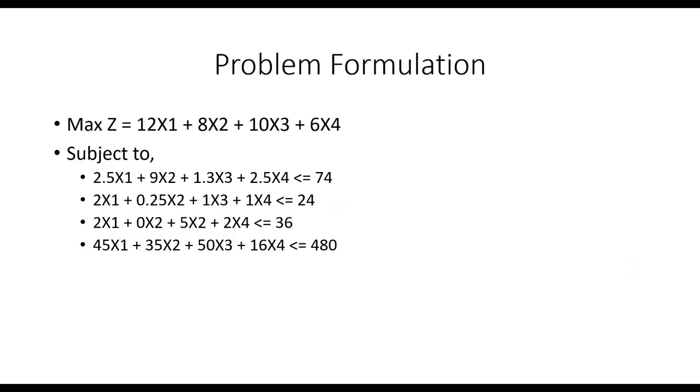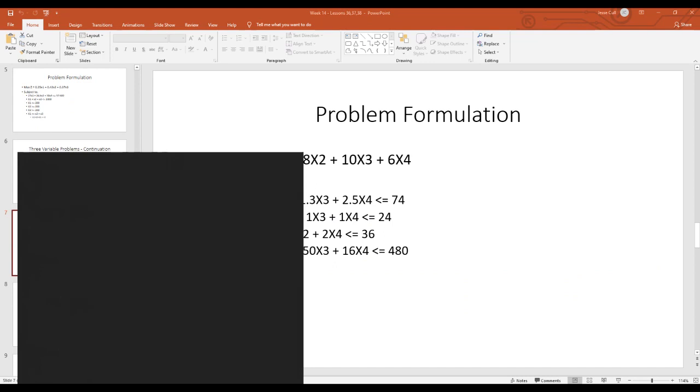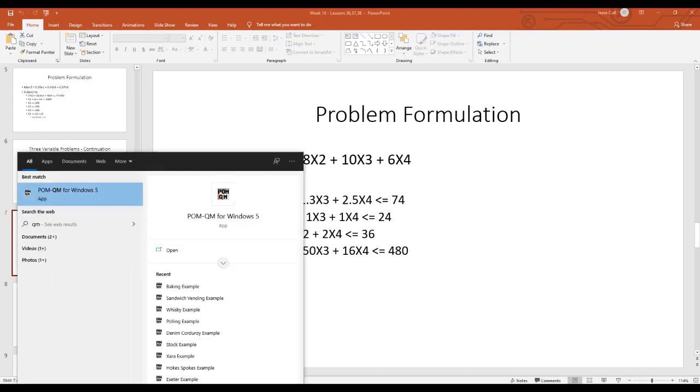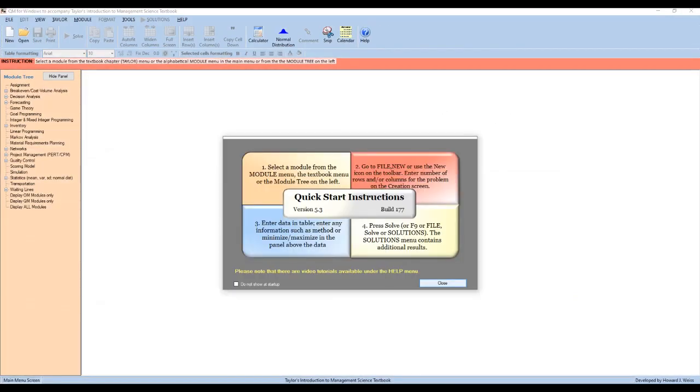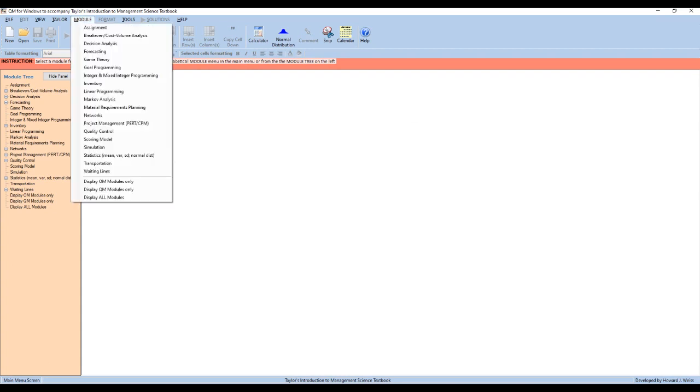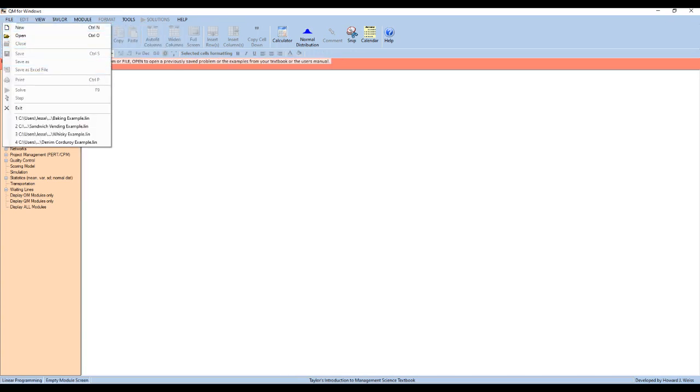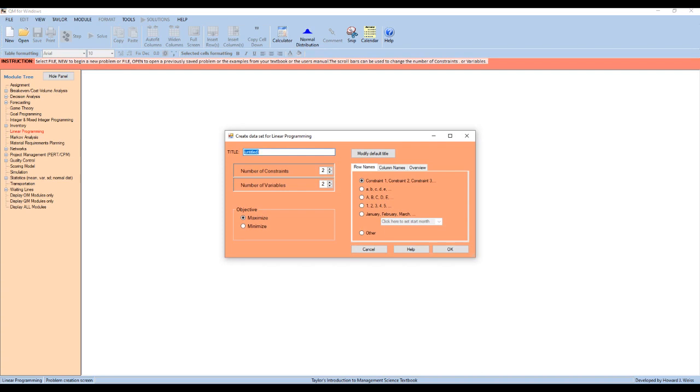Once we have all of that information collected here, it's a very straightforward problem once we reach this stage. There's nothing too challenging about this, as we'll see. So let's go to QM first. We click on Module, Linear Programming, because we're still on base linear programming problems. When we get into managerial decision making, we'll look at some other problems, but we still need to build the base. So let's open a new file, and we'll call it the baking example.